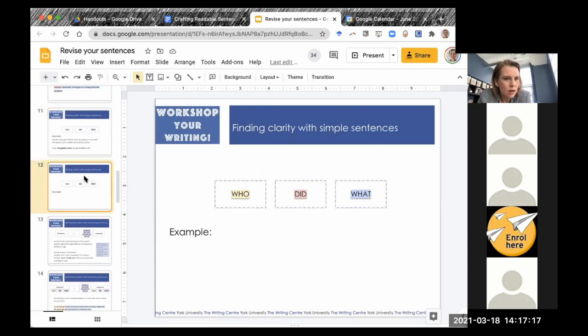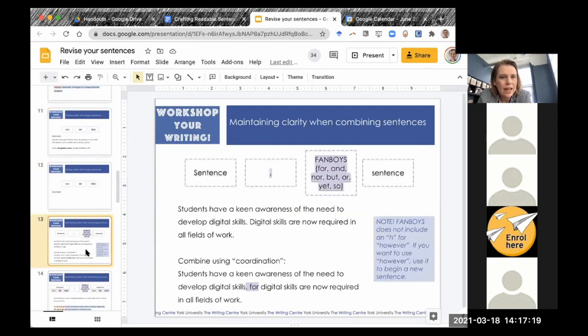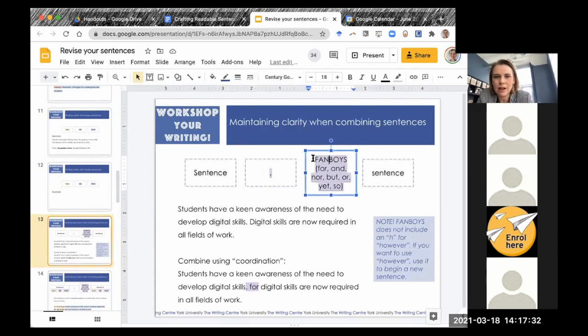All right, so let's move on to combining two simple sentences together using a comma and what's called a coordinating conjunction. The way that you can remember coordinating conjunctions is with this mnemonic, FANBOYS: for, and, nor, but, or, yet, so. So these are your options for combining two sentences together.